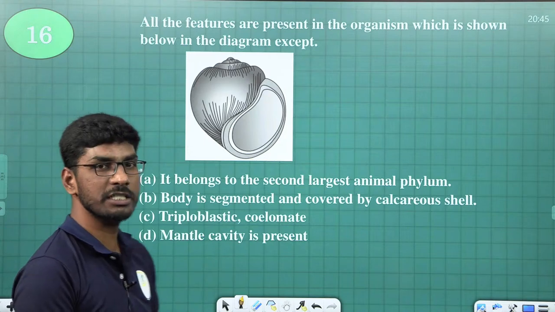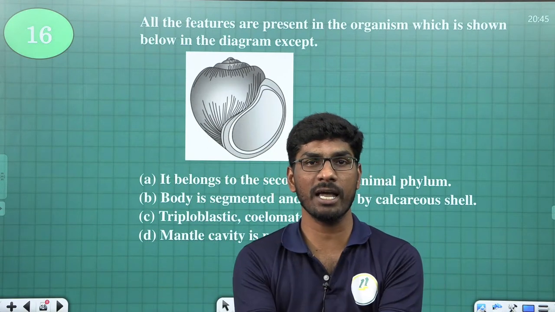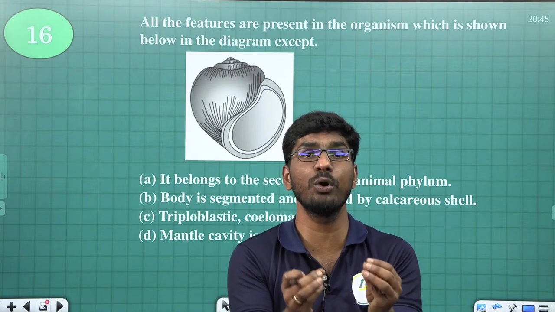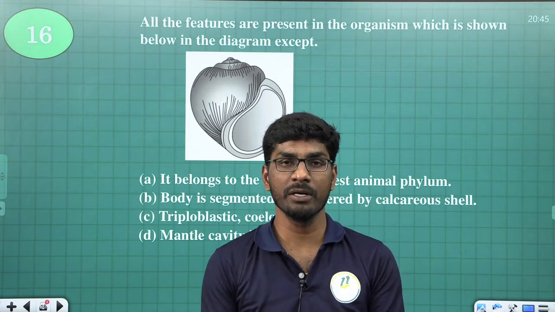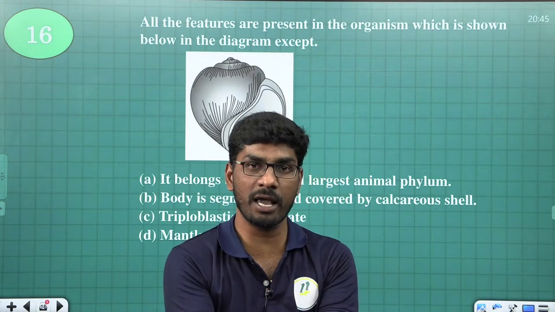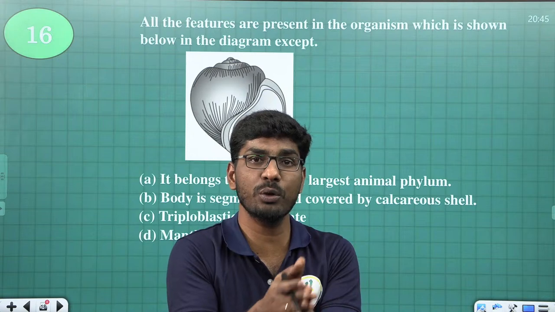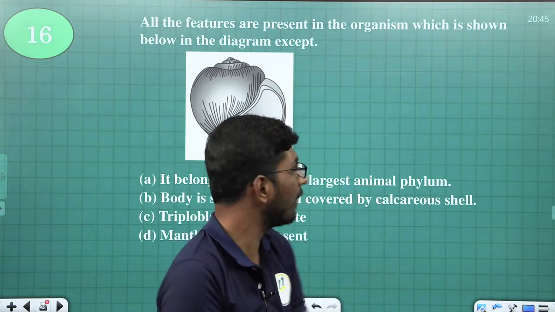Next question. What about this? What is this? Tell me. This is the Pila, apple snail. It is also called Pila globulosa, the full scientific name. This is a molluscan, snail, apple snail. Phylum Mollusca, class Gastropoda.